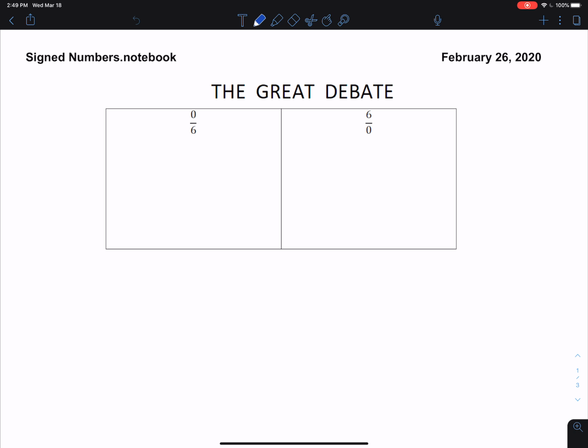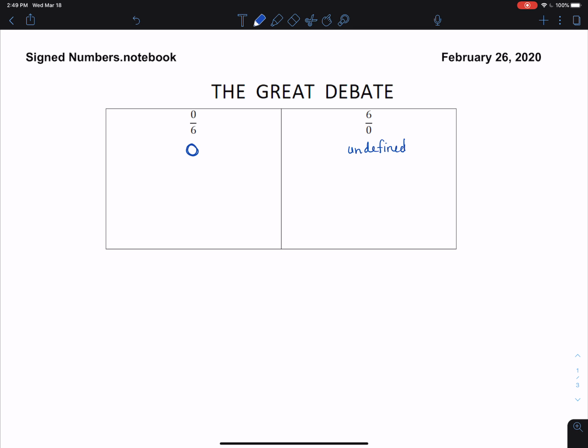We're going to start this lesson by talking about zero and division with zero. Whenever we have zero divided by a number, like this first example, 0 divided by 6, our answer is going to be 0. Whenever we have a number divided by 0, like 6 divided by 0, that's when our answer is undefined, because we can't take 6 things and break them up into 0 groups. That's why our answer is undefined.